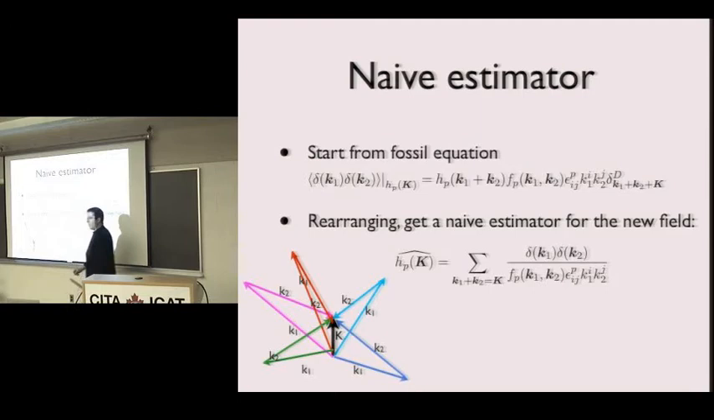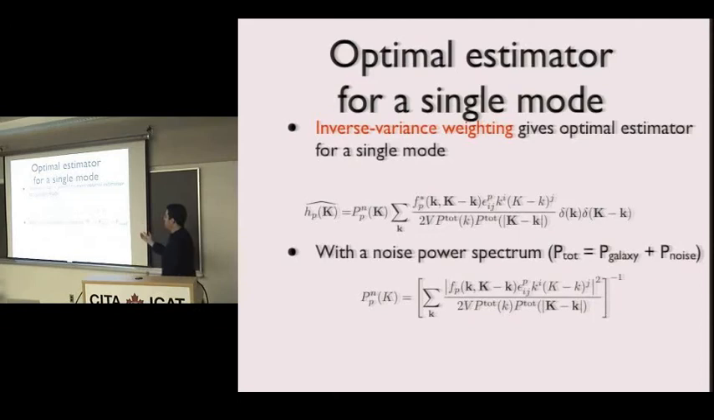And then if I want to get a better estimator, what I do is I sum over all of these and average. So each triangle gives me an estimator for the amplitude of h sub k, and then I sum over all of them to get an average. If I want to do a little bit better, then when I sum all of these, I sum all of them with inverse variance weight. And so this is the result.